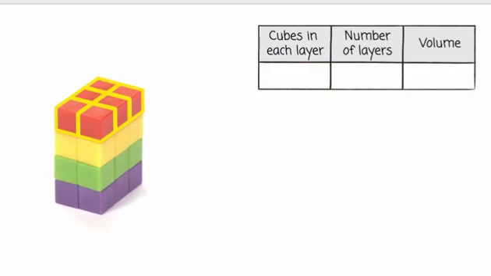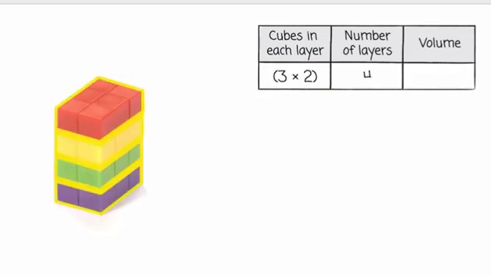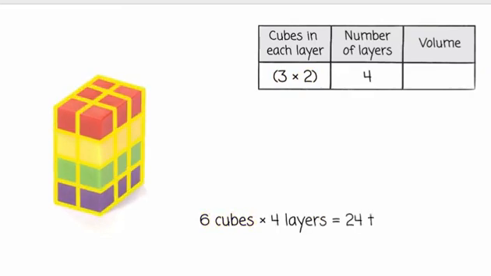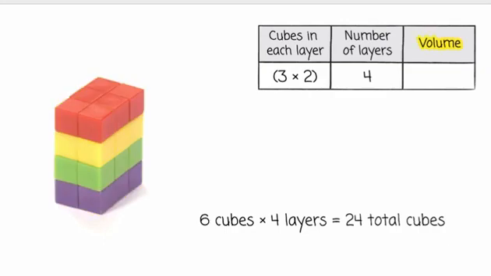Each layer is an array, 3 cubes by 2 cubes, and there are 4 layers. What's the volume? Each layer is 3 cubes by 2 cubes, which is 6 cubes. 6 cubes times 4 layers is 24 total cubes. So the volume is 24 cubic centimeters. That's right.